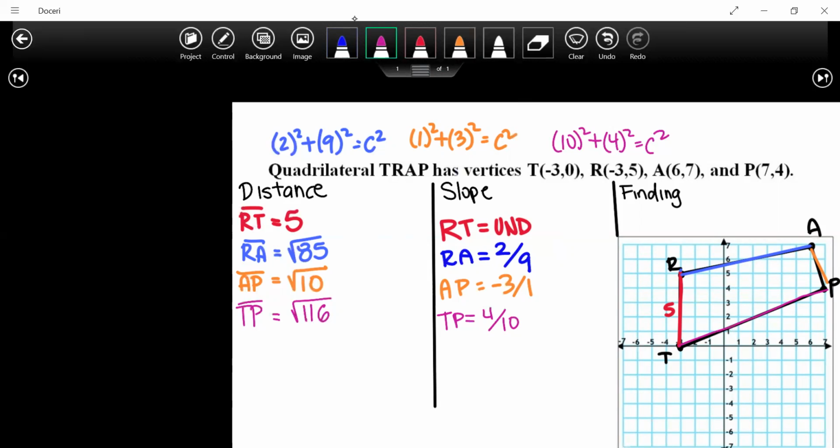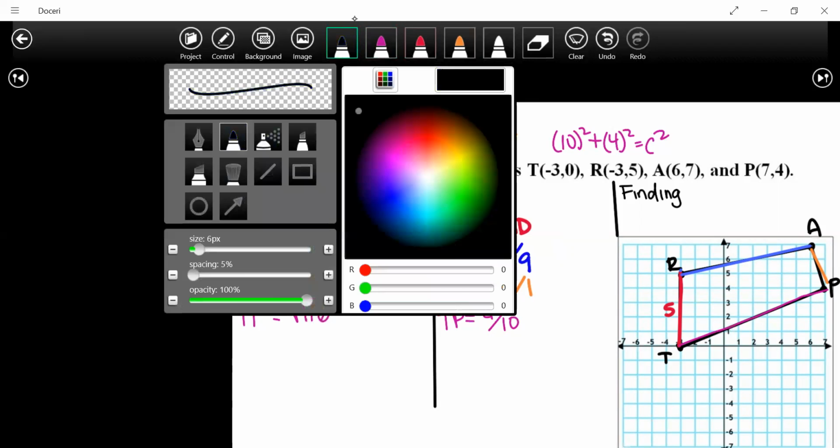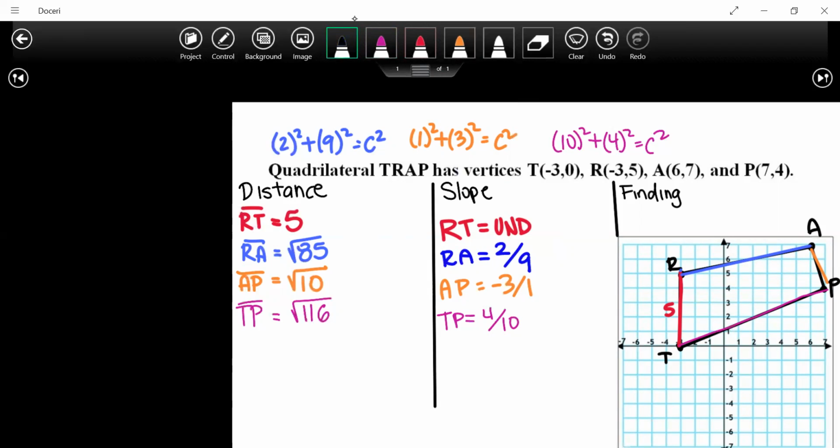What kind of conclusions can we come up with from our distances? Are any of them congruent? So no congruent sides. What about the slopes? Are any of them parallel? Any of them perpendicular? So no parallel or perpendicular sides. So what would that constitute? A trapezoid has to have at least one pair of parallel sides. It's just a quadrilateral. There's no definition to it. It's just a four-sided figure. So it's a quadrilateral.